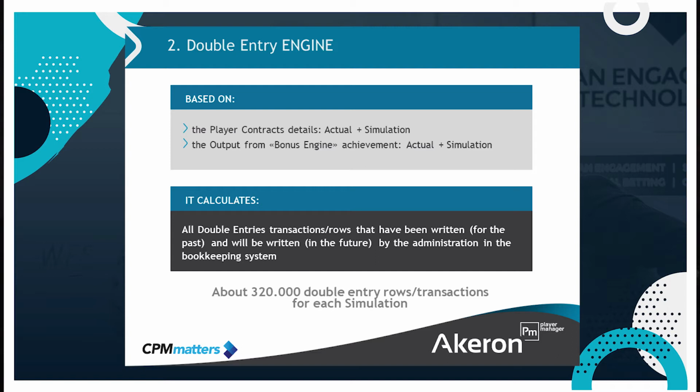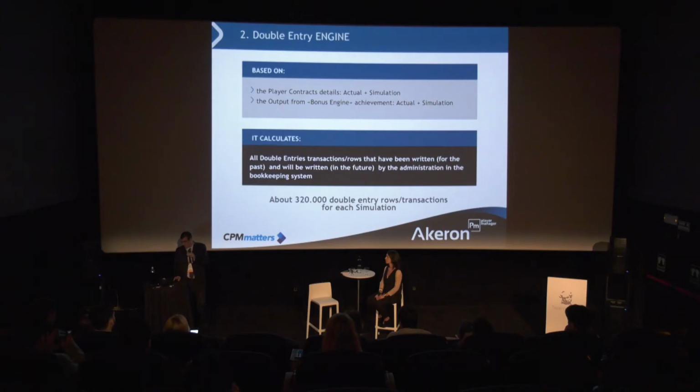And what does it calculate? It calculates the double entry transactional rows that have been written for the past and will be written for the future by the administration in the bookkeeping system. Here we are talking, in Juventus, about 320,000 double entry transaction rows for each simulation. And obviously you can compare everything with everything.